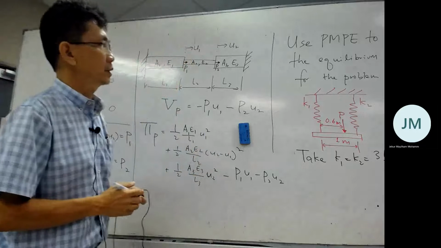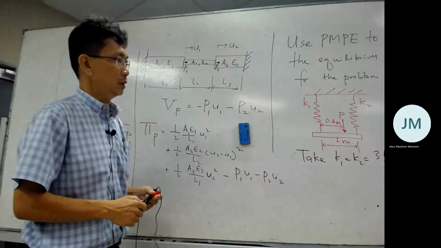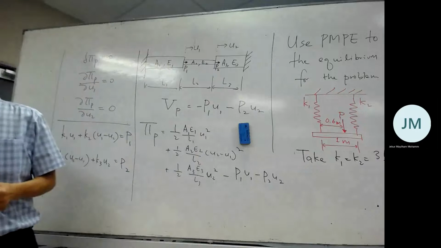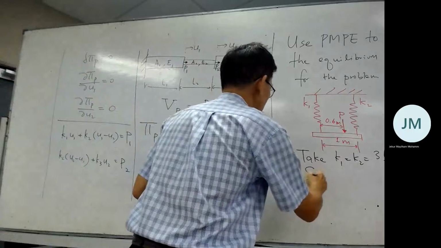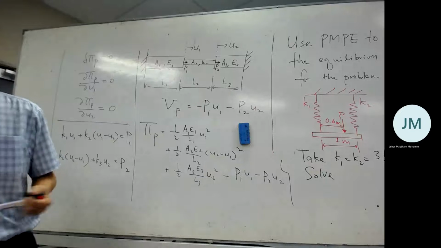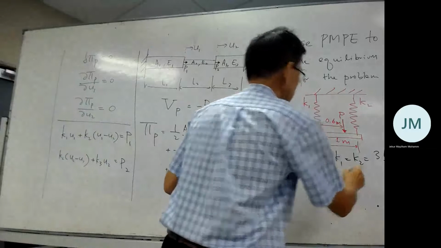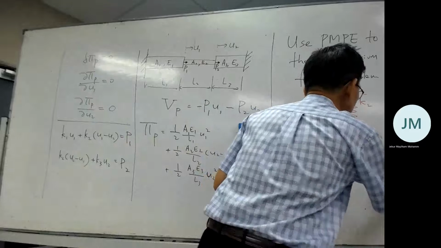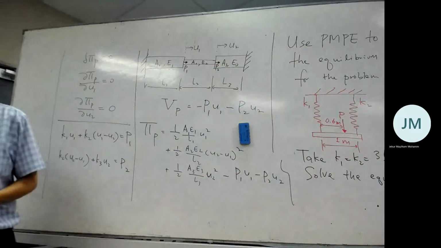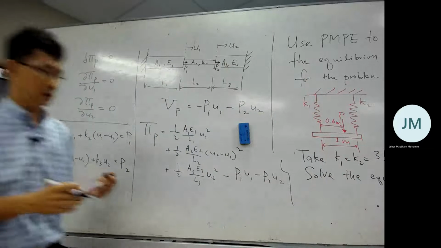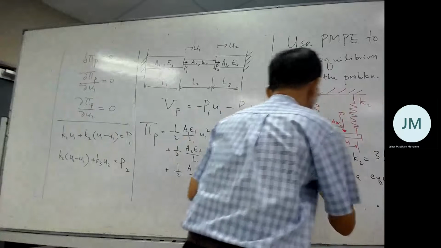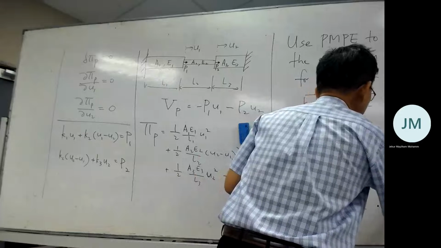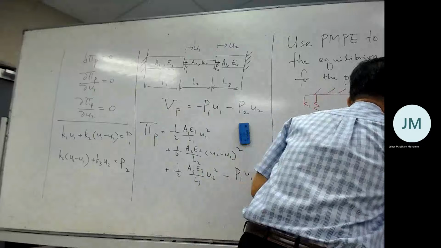You derive the equilibrium equations first. Then after that, you take K1 and K2 equal to 3 kilonewton per meter and P equal to 300 Newton. So values are given to you now. With these values, you solve the equations, which means you get the displacement, the degrees of freedom for this problem, and determine the forces in the springs.